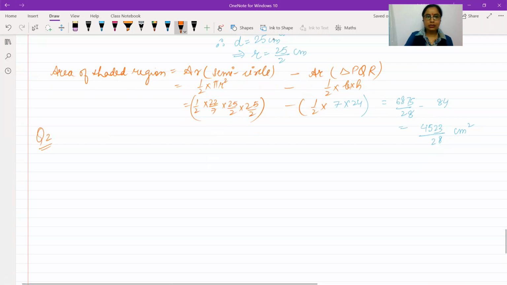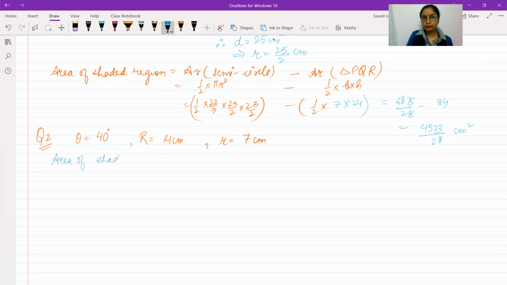Question number 2. Theta is 40 degrees. Capital R, the radius of the larger circle, is by default; you don't need to write it. Whenever you have concentric circles, write it this way. The smaller circle's radius is 7 centimeters. And we want to write down the area of the shaded part.